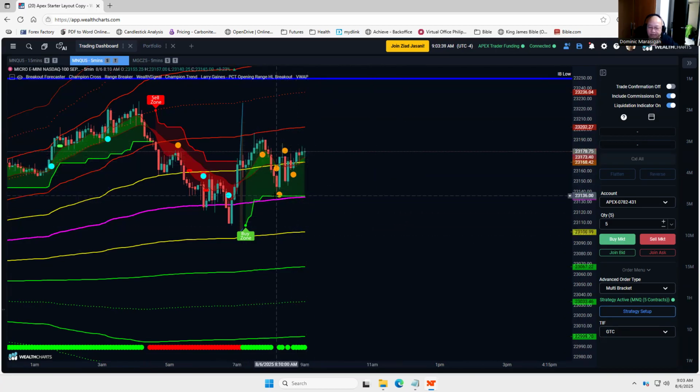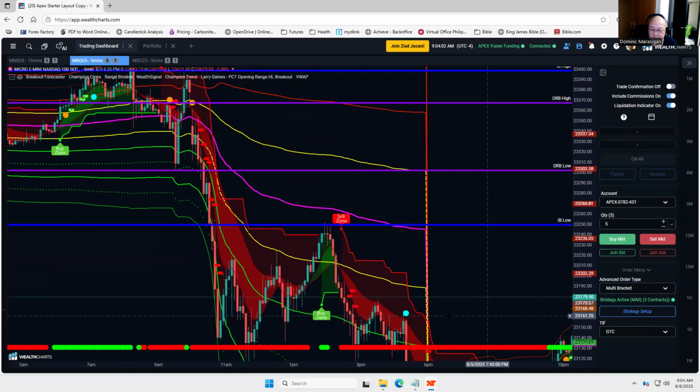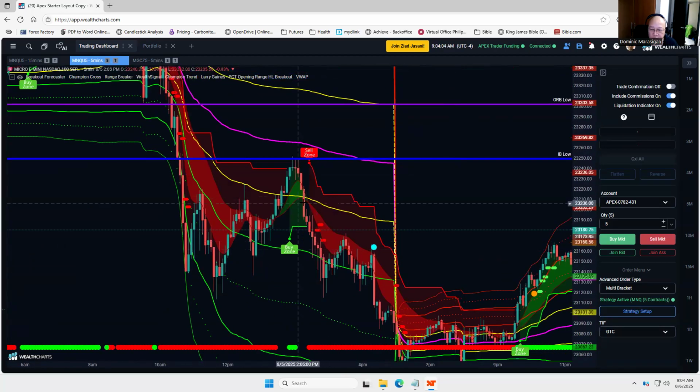Why? VWAP +1 deviation. If you're maintaining this, you're just in a range. So what he was talking about, trade the extremes, is basically trading the extremes of this VWAP deviation, the +1 or the -1 down here. You would be trading going up and down. Let's take a look at, for example, right here. So here is the VWAP.